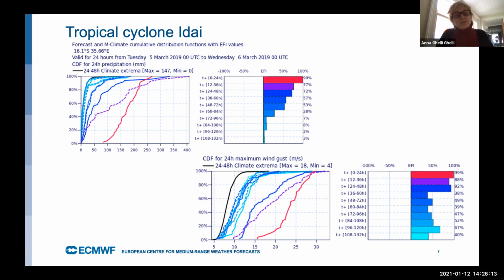But as you progress towards the verification time, when the event is happening, the indication of a severe event is getting stronger. So you see here already at, I would say, maybe two days, maybe three days ahead, or maybe even a bit more than that, you can start seeing that the EFI is ramping up. Yeah.